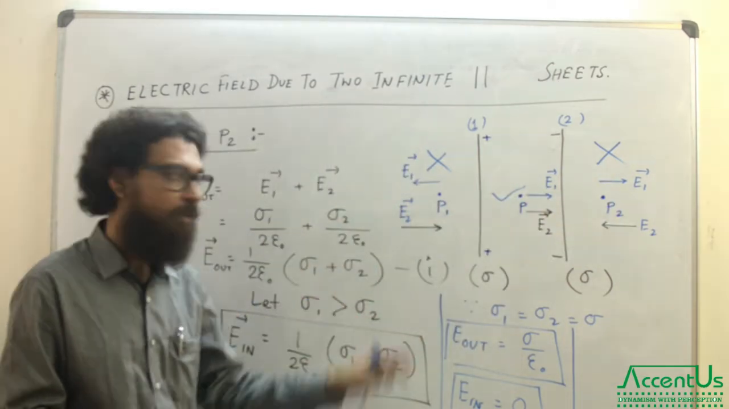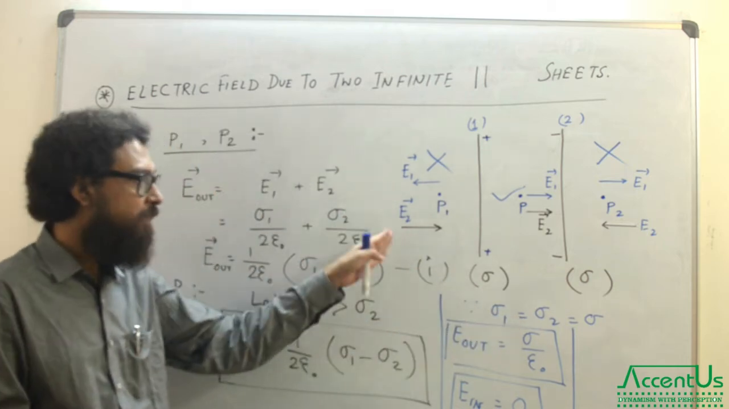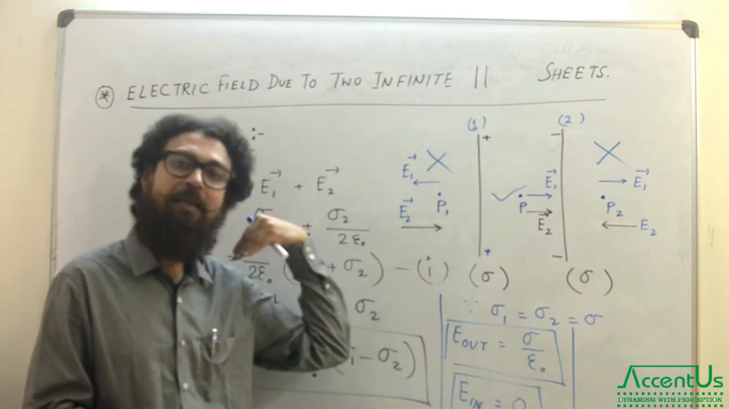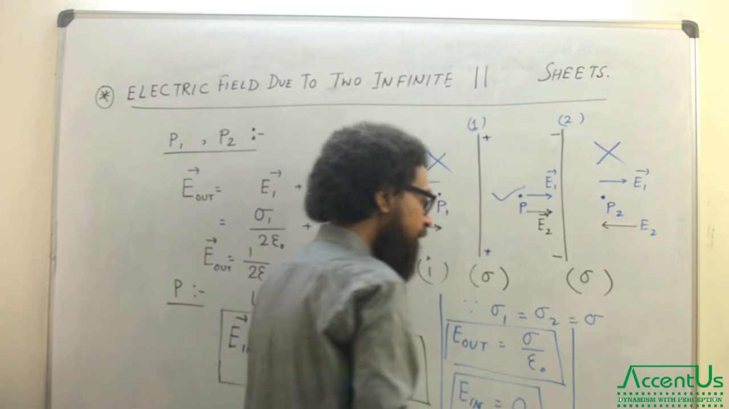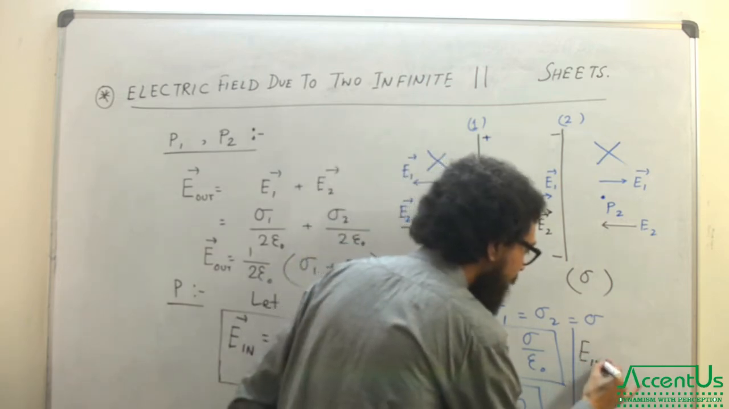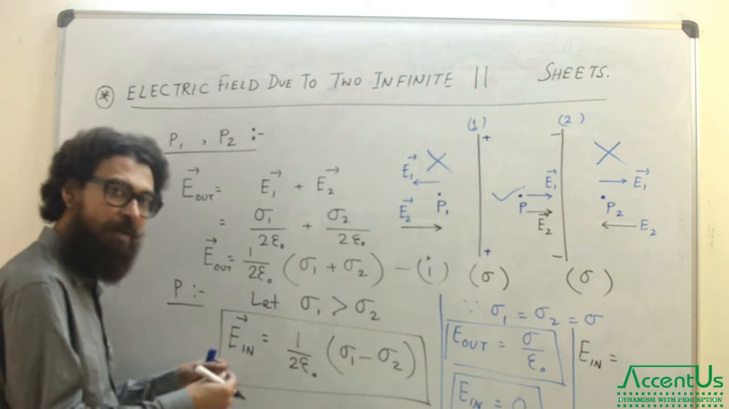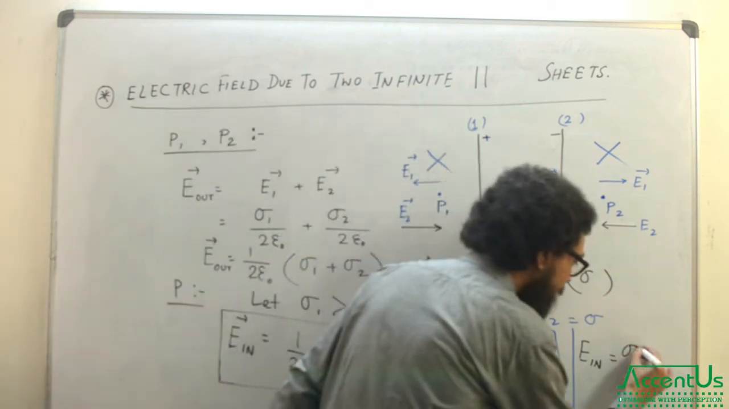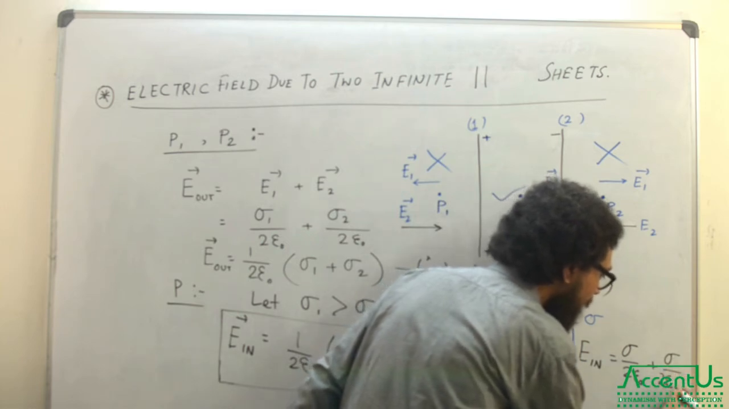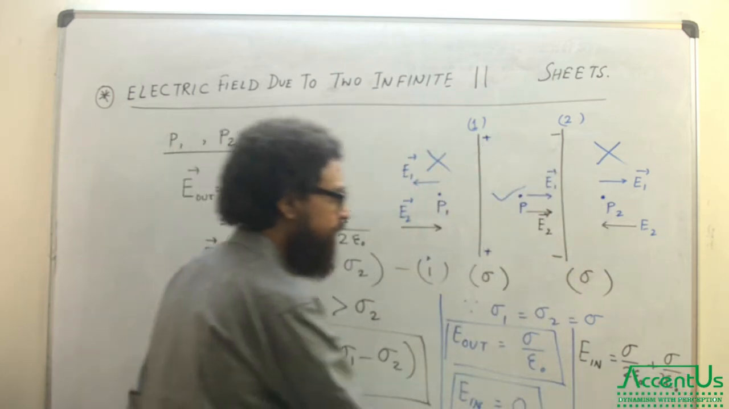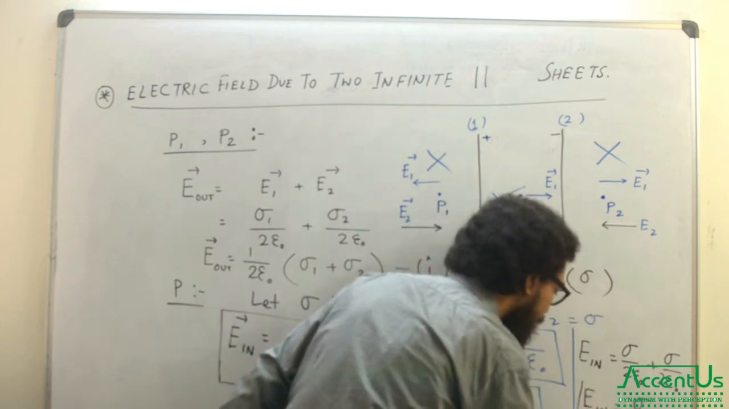They are equal fields. They have equal charge distribution. Surface charge densities are equal. So they have opposite directions, so that this way they will get cancelled. There is no field outside, but there is a field inside. So what is E in? Tell me. What is sigma by 2 epsilon naught plus sigma by 2 epsilon naught? Great. Sigma by 2 epsilon naught for E1 and sigma by 2 epsilon naught for E2. So finally, the field inside is sigma by epsilon naught.